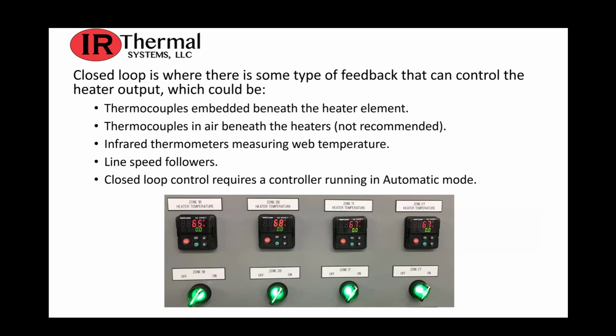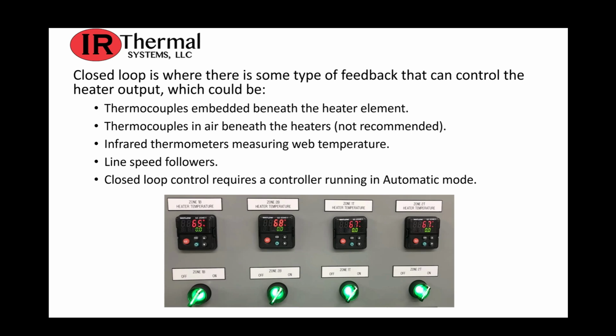With a closed loop, you're adding some type of feedback that can control the heater output. You can use a couple of methods for that feedback. It could be thermocouples embedded beneath the heater element, where you're measuring just the temperature of the heater element. You can have thermocouples in the air beneath the heaters. That's not something that we recommend, but it is done.